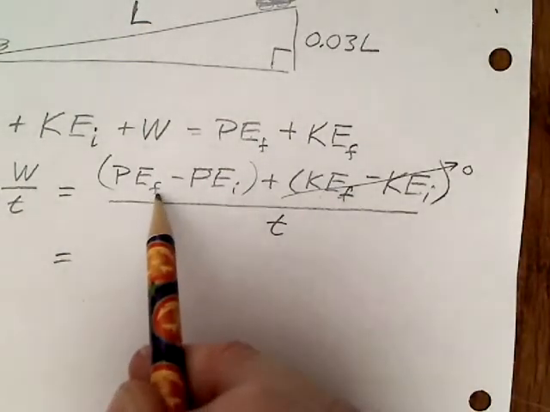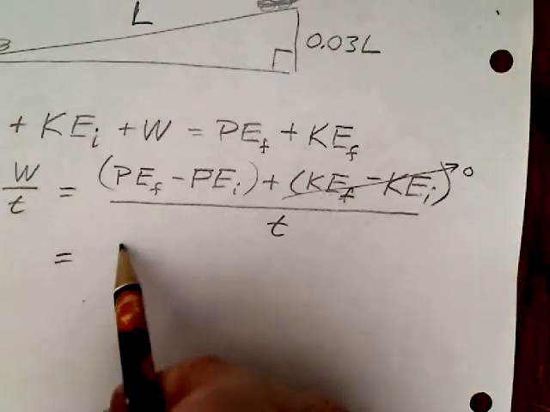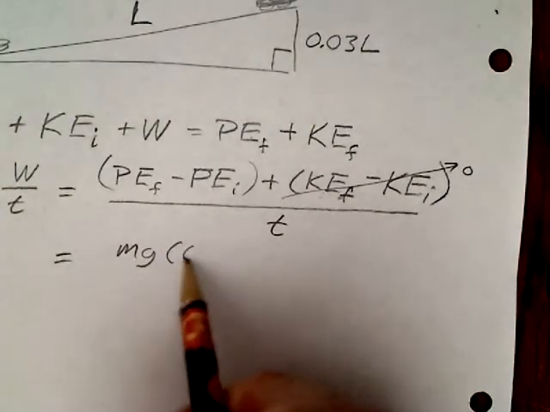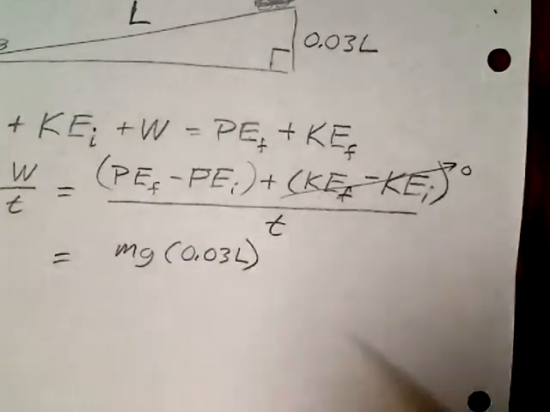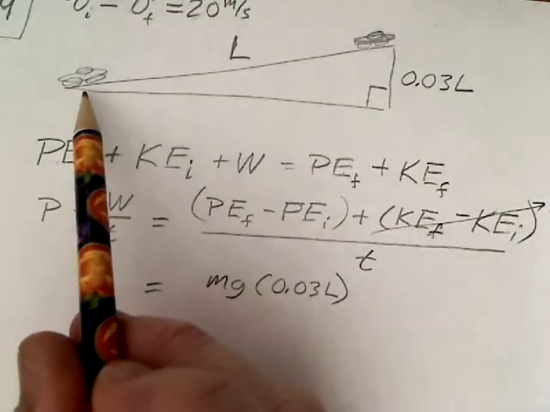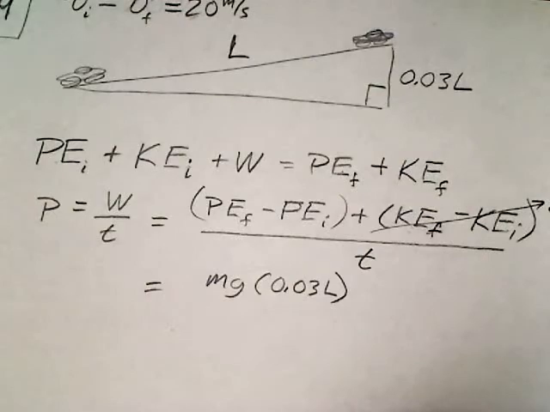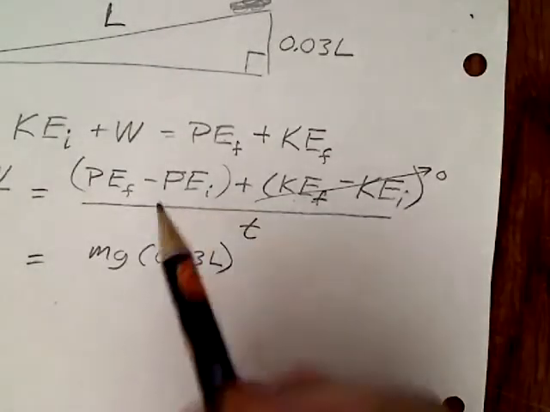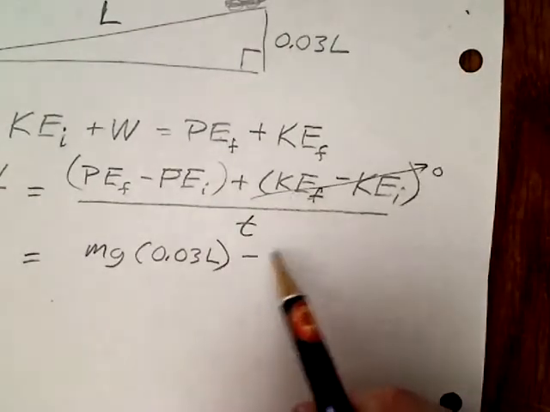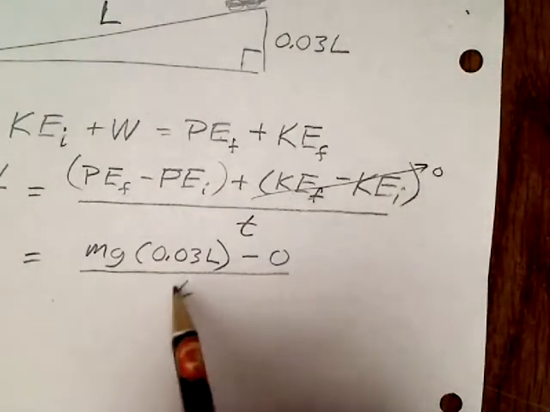The final potential energy is mg times 0.03 times the height. If you assume that the bottom of this hill corresponds to zero height, then this term is zero. And you have all of that over t.